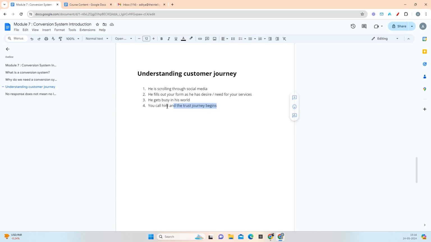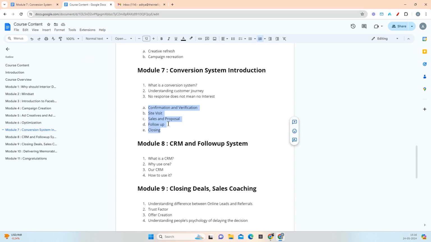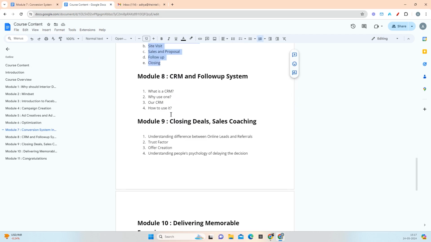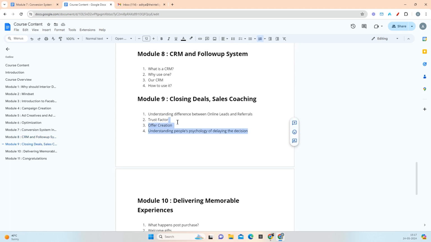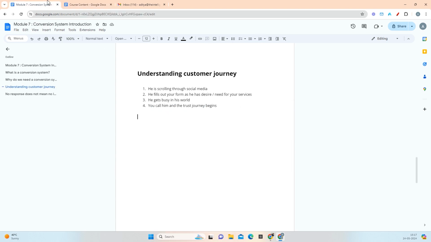I will talk more about trust and how to develop and build trust in the ninth module. This ninth module is all about trust building, understanding the deals, and the difference between online leads and referrals. In that module I'm going to dig deep into it, but for now I'm just going to touch base on some basic pointers. The first point is, as a person, this person has his own life.